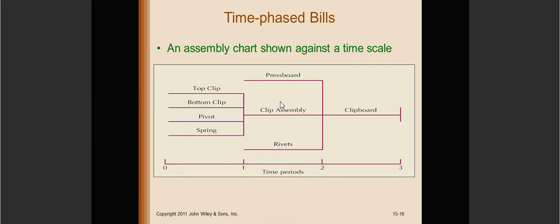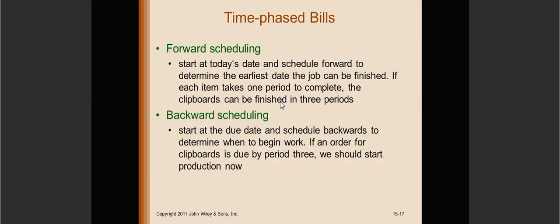The time-based bill shows an assembly chart against a time scale. It provides information for forward scheduling and backward scheduling. For forward scheduling, we assume we start at today's date and schedule forward to determine the earliest date the job can be finished. If each item takes one period to complete, the clipboard can be finished in 3 periods.